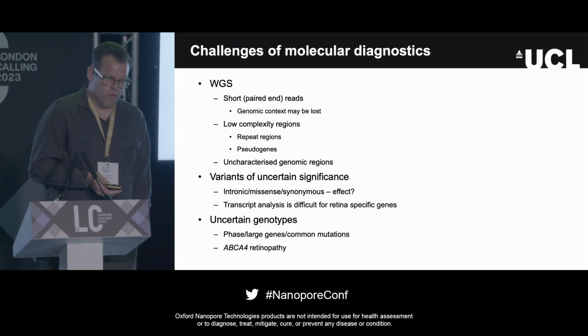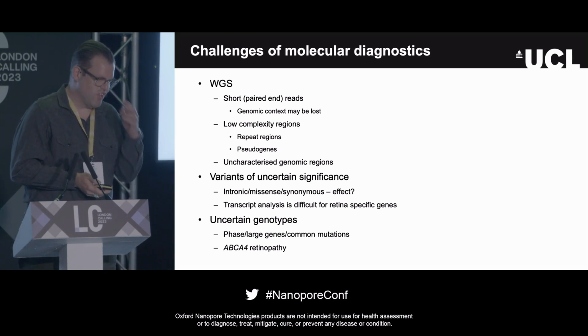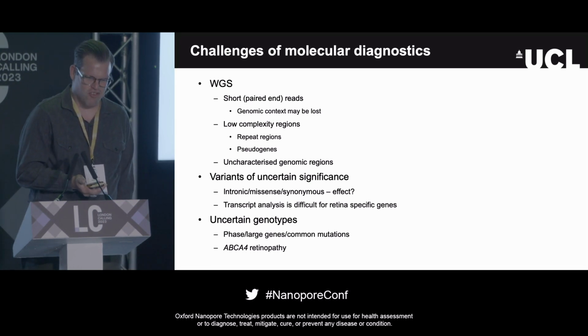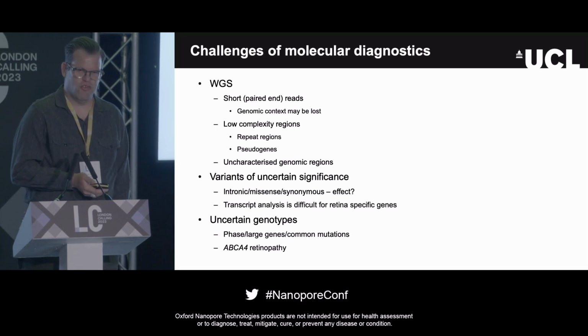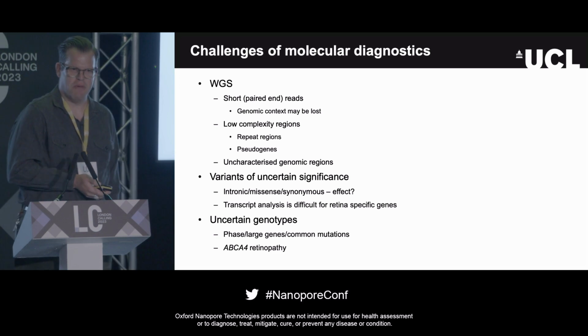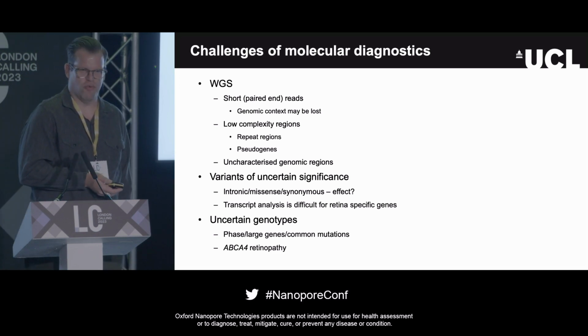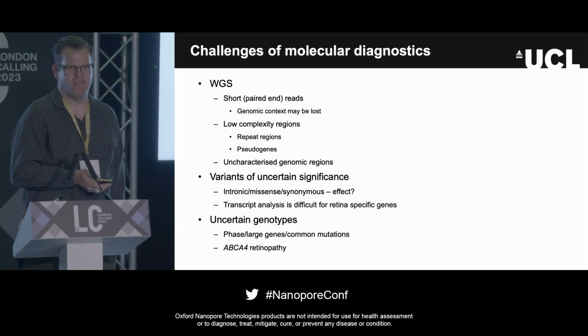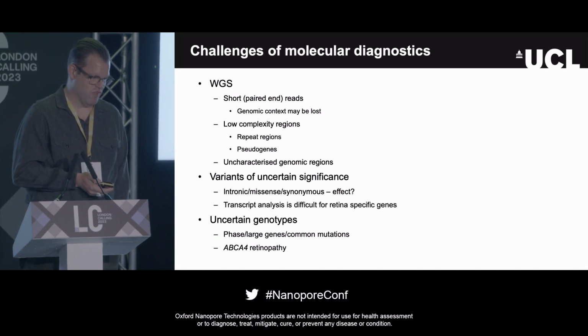So why does whole genome sequencing not work all that well? The short reads lose genomic context, so we don't understand how to map them very well. They're too short, so we can't map them to repetitive or low complexity regions. Pseudogenes, as we've seen today, are not well covered by short read sequencing. And there are regions of the genome that aren't well characterized by short read data as well.